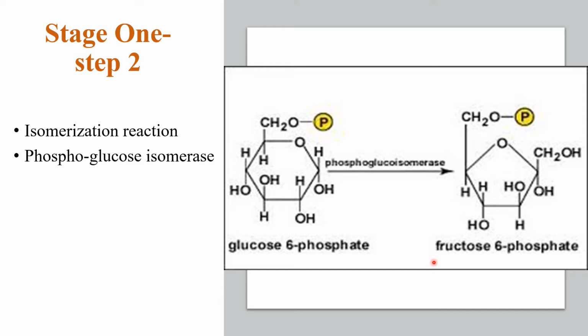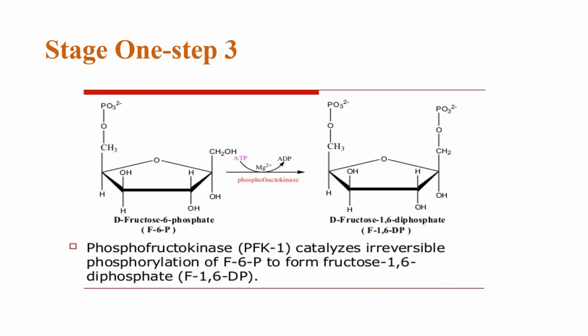This is an isomerization reaction because we transform one isomer into another, and the enzyme that catalyzes this reaction is called phosphoglucose isomerase. This is an exergonic reaction. It takes place spontaneously under physiological conditions. Let's look now at step 3.